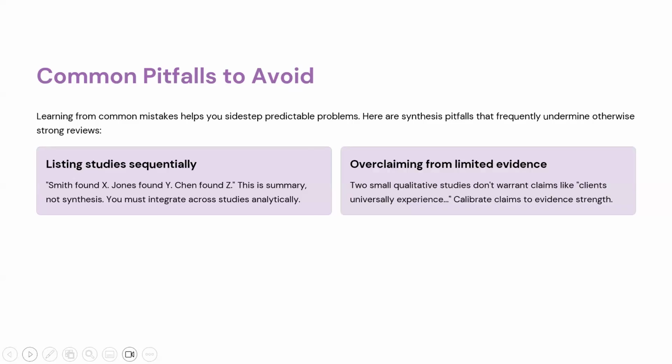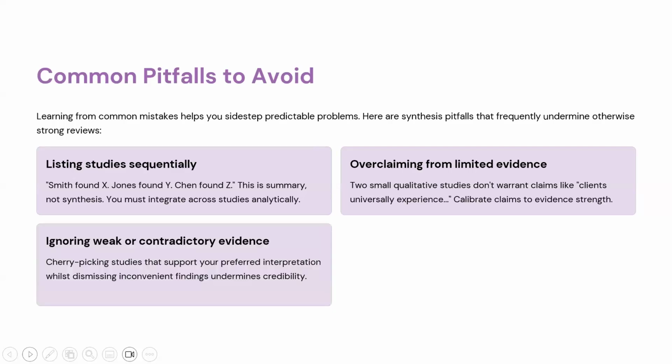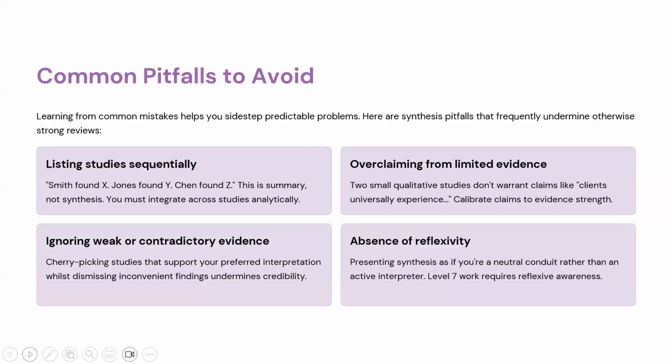Also, as we've said perhaps 1,000 times before, don't overclaim from limited evidence. So 2 small qualitative studies don't warrant claims like clients universally experience blah, blah, blah. Calibrate your claims to evidence strength. So if you have more evidence, you can make slightly stronger but still tentative claims. If you have weaker evidence, you might be more cautious in your language. Ignoring weak or contradictory evidence, don't just cherry pick which studies support your preferred interpretation and dismiss information that doesn't. And then finally, absence of reflexivity, which is basically presenting synthesis as if you're a neutral conduit rather than an active interpreter.